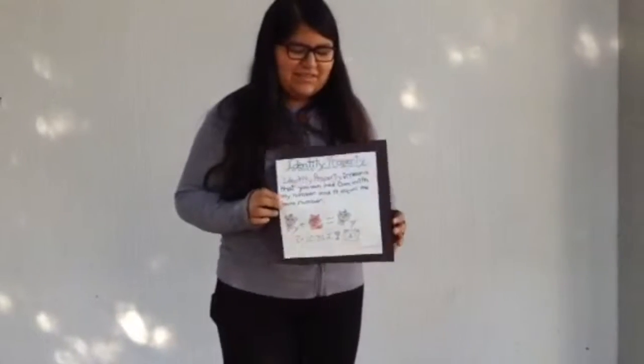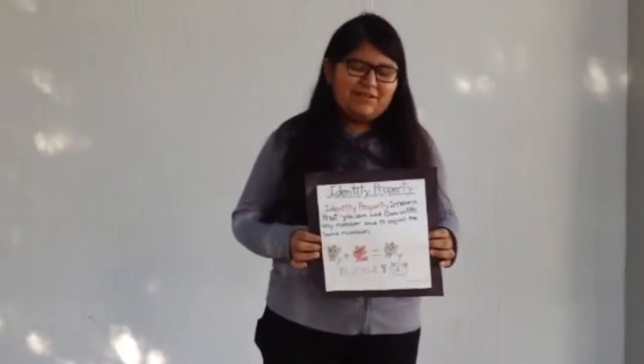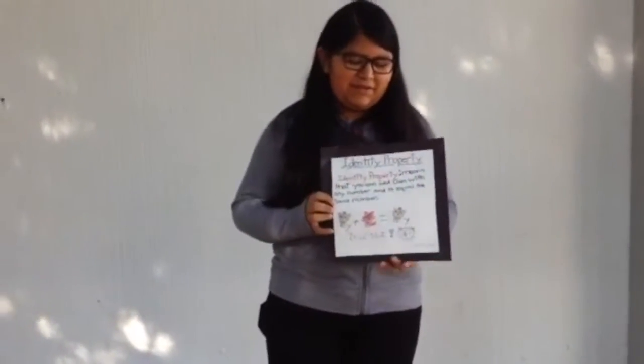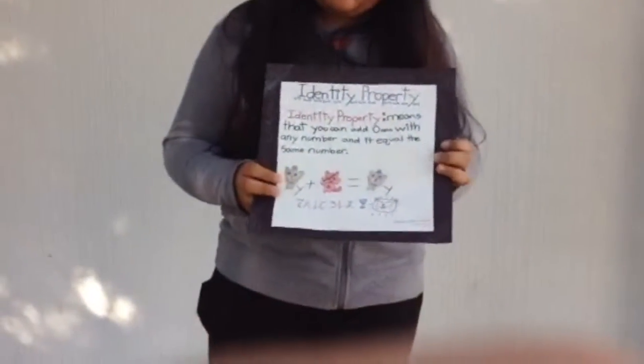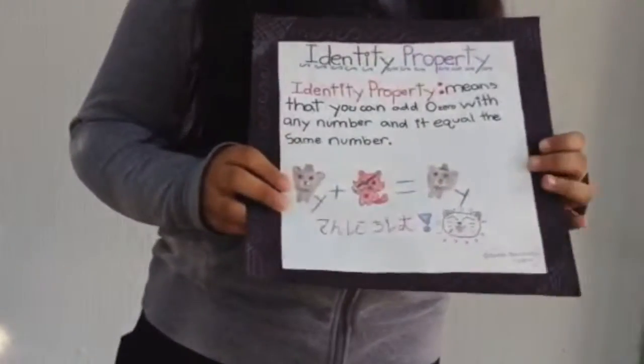Mine says identity property, which is when you get a random number and it's added with 0, it will equal the same number. For example, Freddy Y plus Foxy equals Freddy Y.